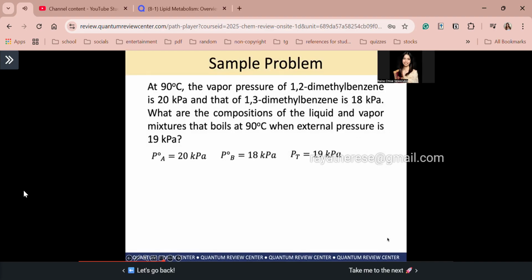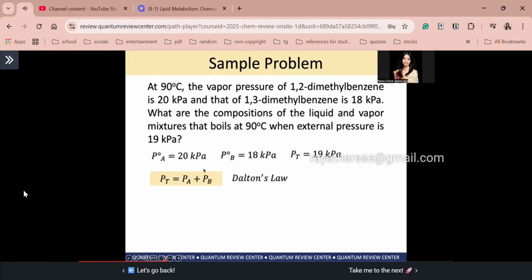Okay, at 90 degrees Celsius, the vapor pressure of 1,2-dimethylbenzene is 20 kilopascals, and that of 1,3-dimethylbenzene is 18 kilopascals. What are the compositions of the liquid and vapor mixtures that boils at 90 degrees Celsius when external pressure is 19 kPa? Okay, so we are given again the vapor pressure of component A, and that is 1,2-dimethylbenzene. Then we're also given the vapor pressure of 1,3-dimethylbenzene. And then their total vapor pressure is 19 kilopascals. So kailangan natin hanapin ang compositions ng liquid and vapor phase.